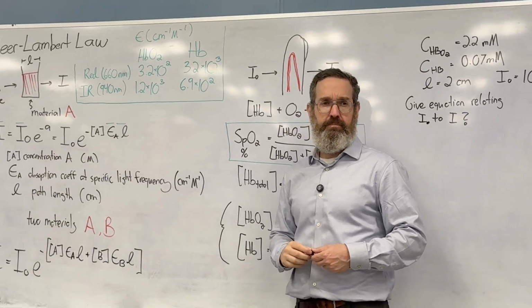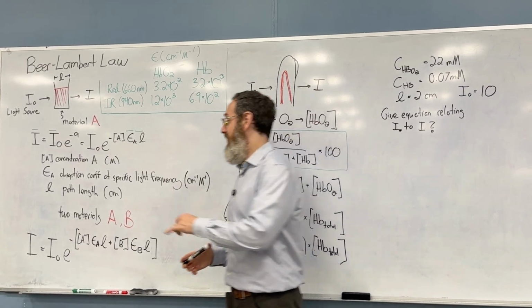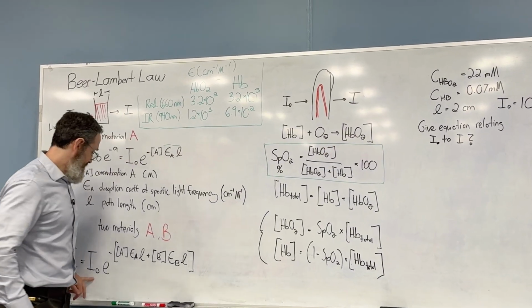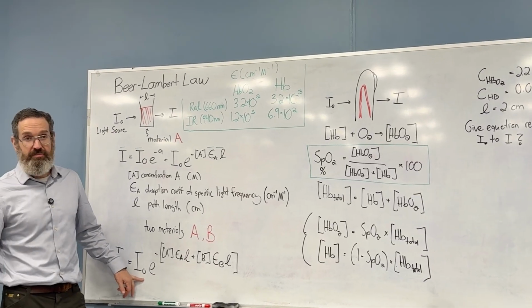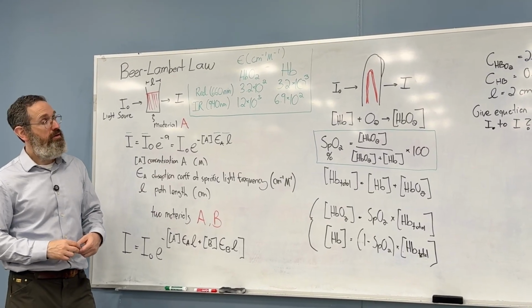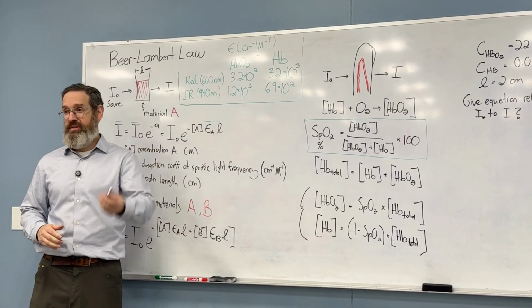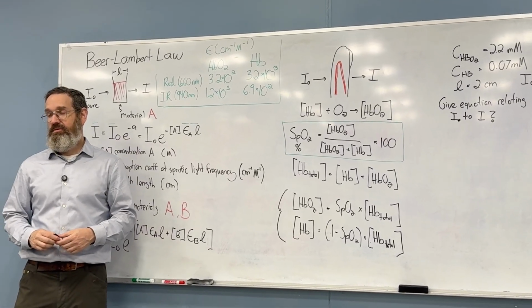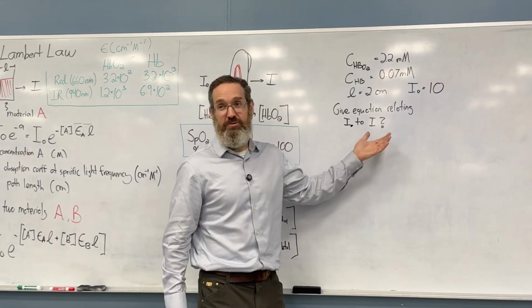To be clear, that I naught is the same value for red and infrared? So you're asking me, is I naught the same value for red and infrared? Sure. Let's say I naught is 10, irrespective of red or infrared. But I think you're starting to ask something else. Okay, so you're saying, do you want us to do two equations? Why are you asking that?